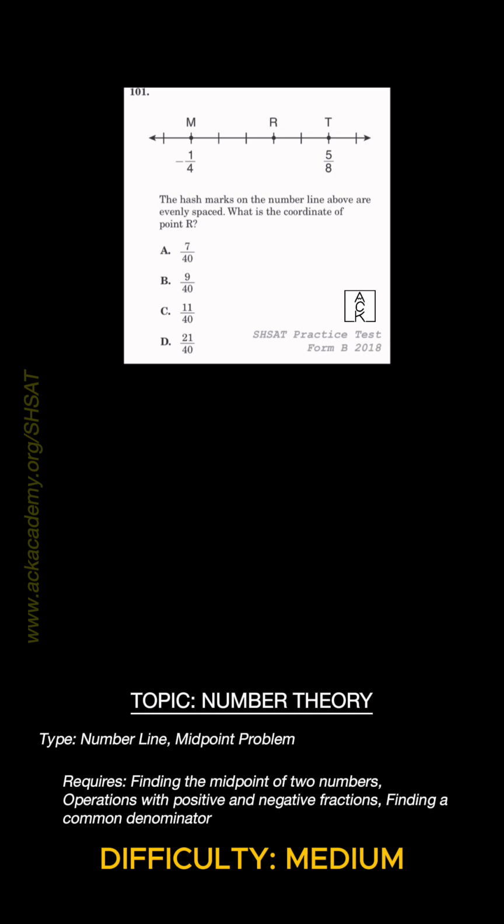The hash marks on the number line above are evenly spaced. What is the coordinate of point R? So we have M here, T here. We need to find this R. Okay.